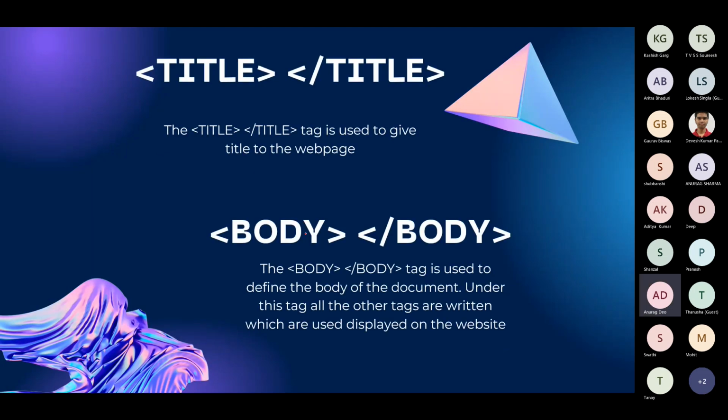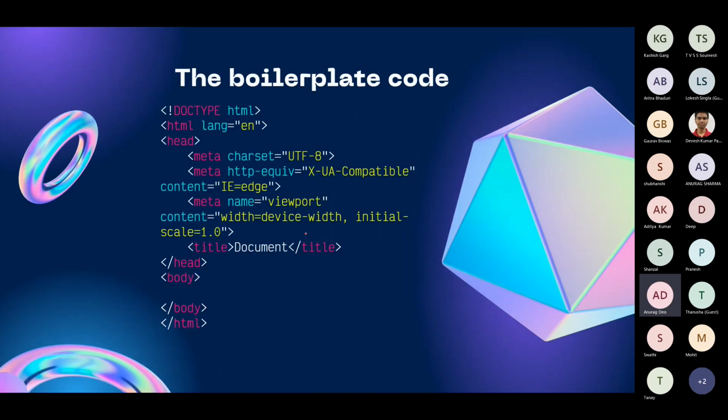So next is the title. The title you add in the title tag will be displayed at the top of the tab. The tab name will basically be the title of your web page. The body is all the content which you will actually see rendered on the web browser. So without wasting time, let's jump into the boilerplate code.